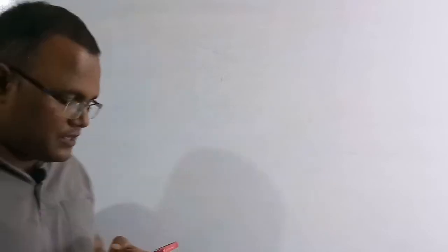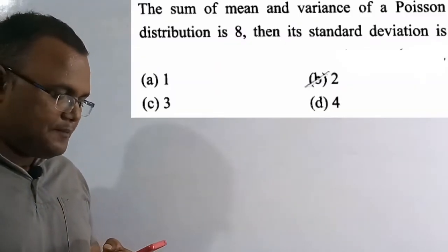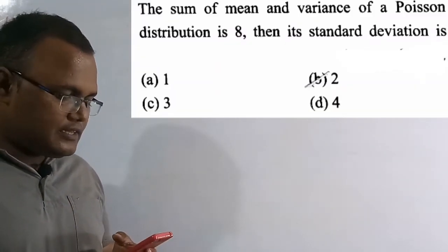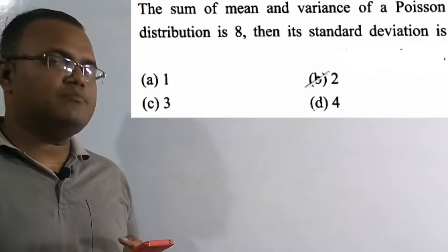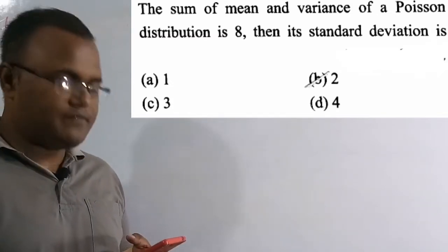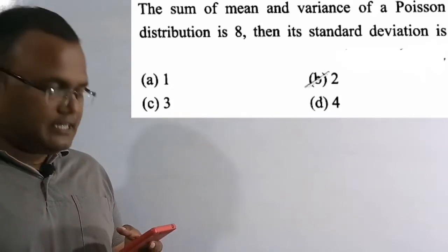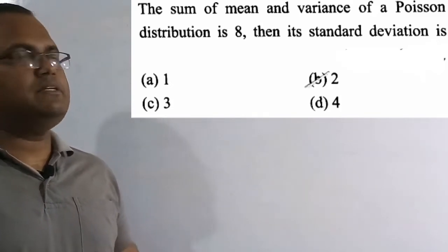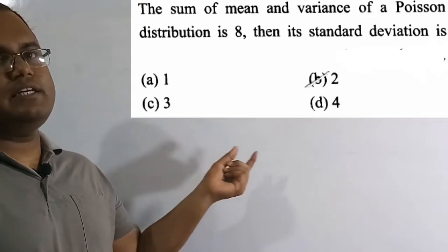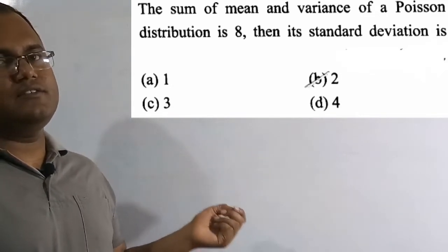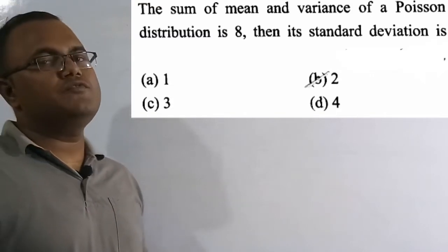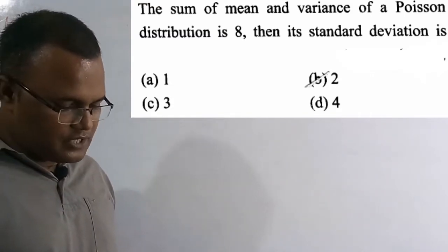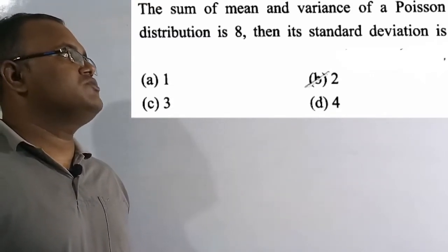See the question here. The sum of mean and variance of a Poisson distribution is 8. Then its standard deviation is? So in this question, they say the sum of the mean and the variance of a Poisson distribution is 8, and we need to find the value of the standard deviation. Among all these four options, option B, 2, is the correct solution of this question.